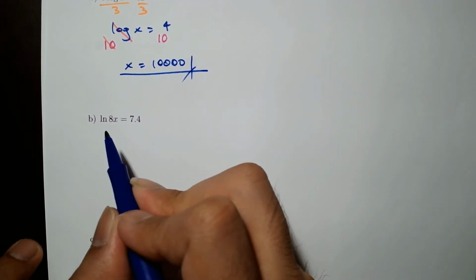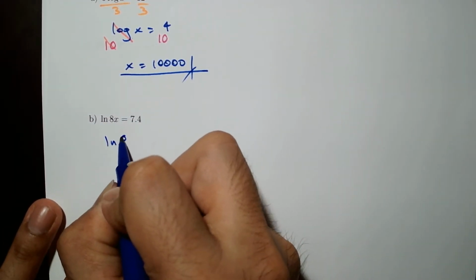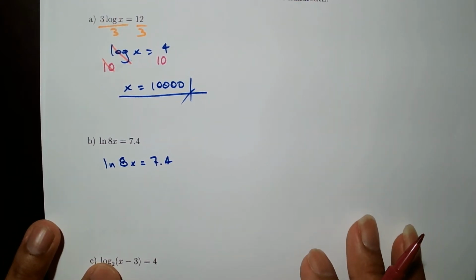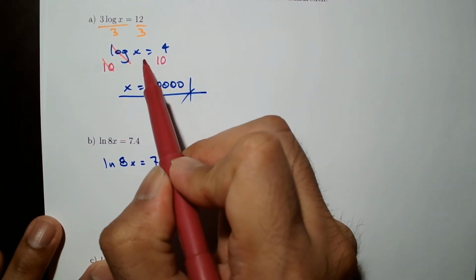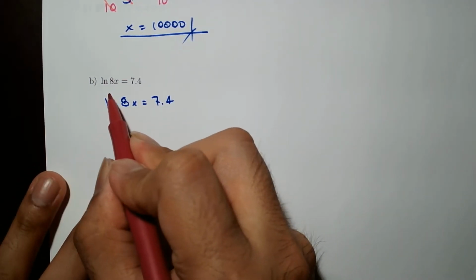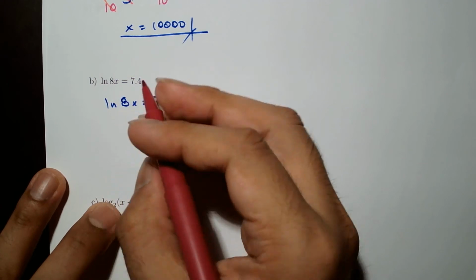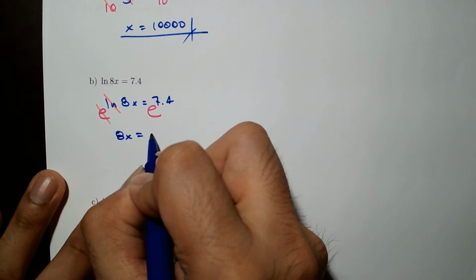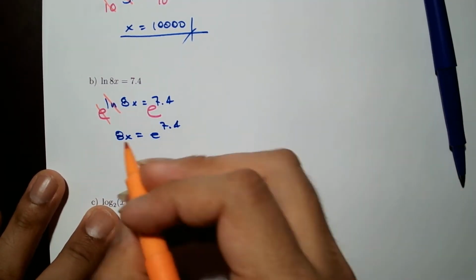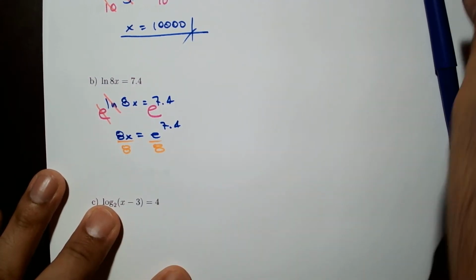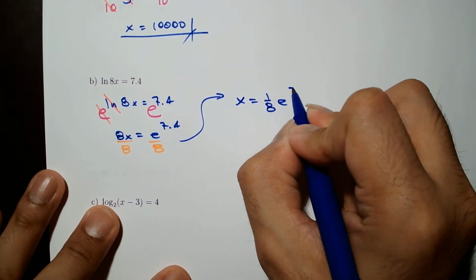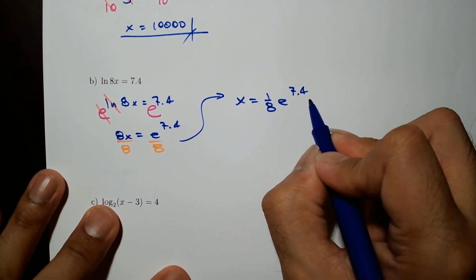For letter B, notice how the logarithmic term is already by itself. So all we do is exponentiate both sides. And just the way we exponentiated base 10 on the previous example, here we're going to exponentiate the base of this log. Recall the ln, which is the natural log, means that we exponentiate both sides base e. Cancel. 8x equals e to the 7.4. And finally, divide both sides by 8. And x equals 1/8 e to the 7.4. Final answer. That's the exact answer.